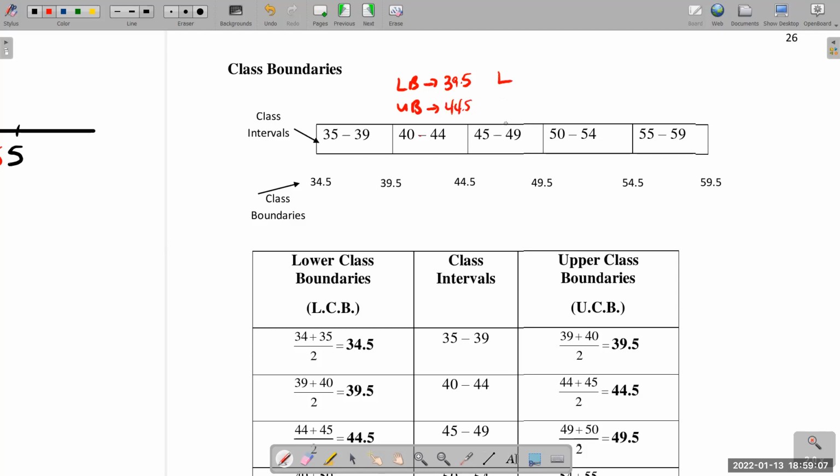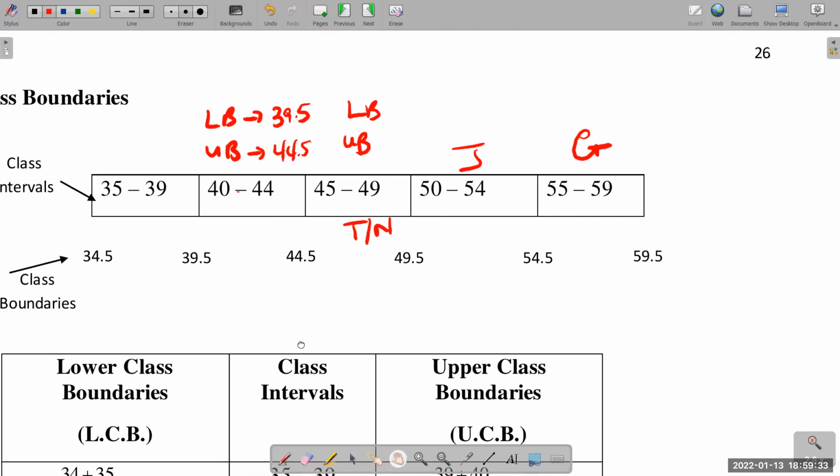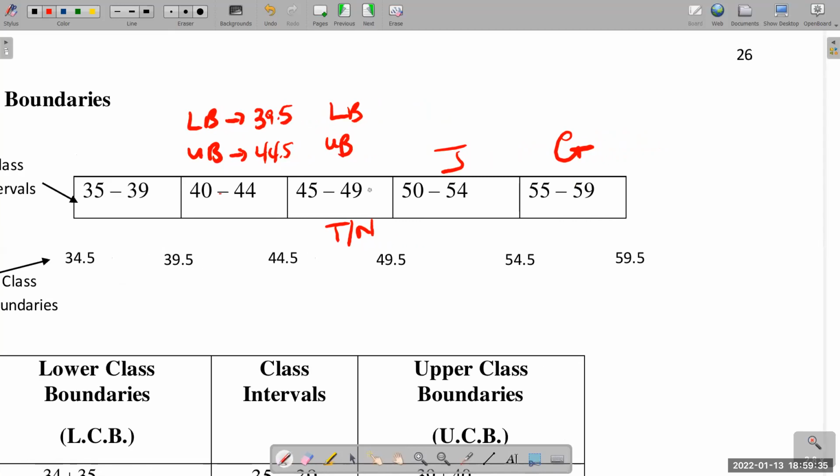Lower boundary. Here's what I want to do, let's split it up. Gwen, you do this one. Janella, you do this one. Natalia, give me one there. T, give me this one. Natalia, give me the next one. So we need lower boundary, we need upper boundary. Let me zoom in a little bit since we focus in here. Let me just erase this.